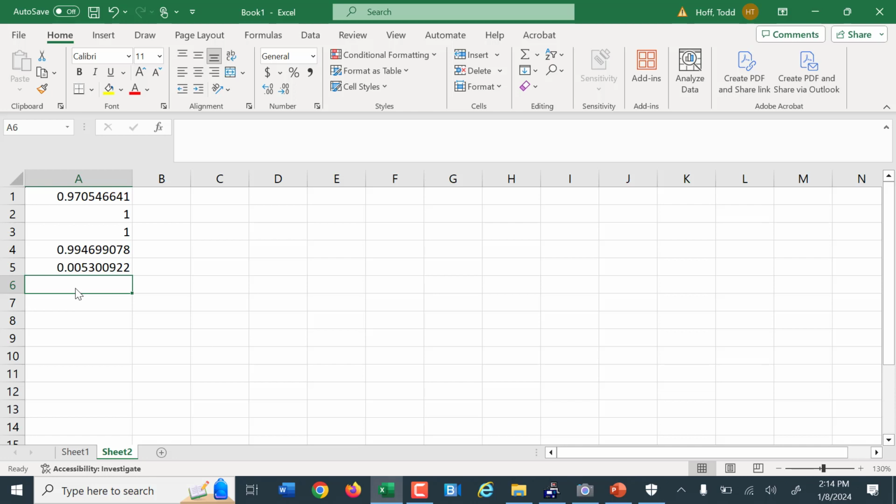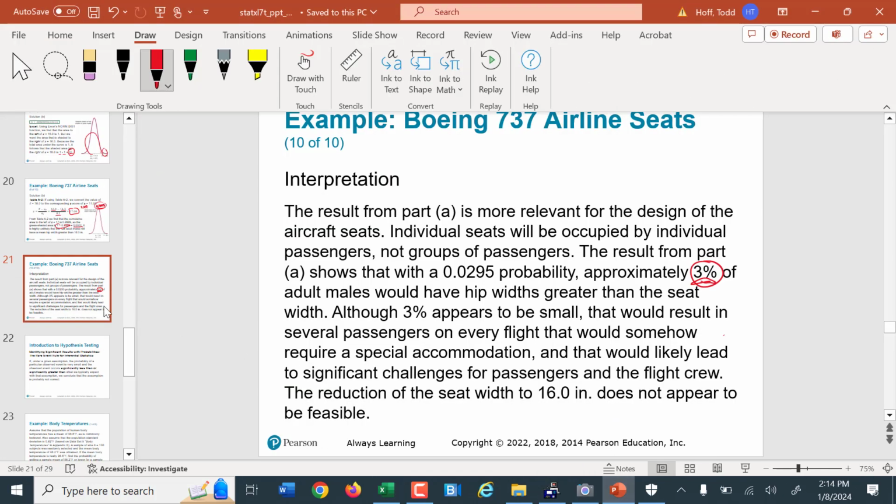So from 3% to 0.5%, which means basically on average, you'd have less than 1 person per flight that would be larger than the 16.6. So at most, you'd expect to accommodate 1 person per flight. So that makes that probability drop significantly smaller. So there is a significant difference staying with the 16.6 inches of width.